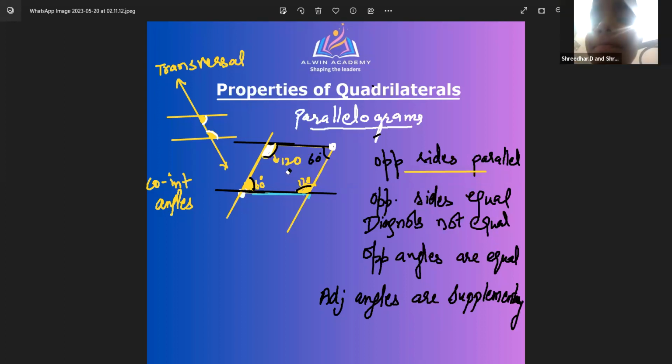Okay, ma'am. So write all the properties: opposite sides are parallel, opposite angles are equal, opposite sides are equal. Diagonals are never equal in a parallelogram. And adjacent angles are supplementary.